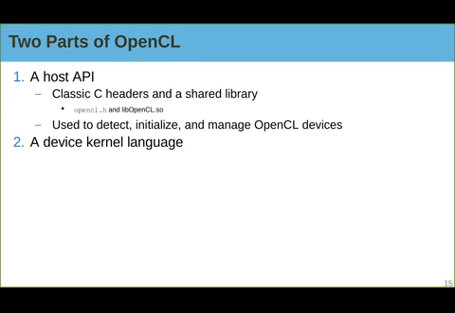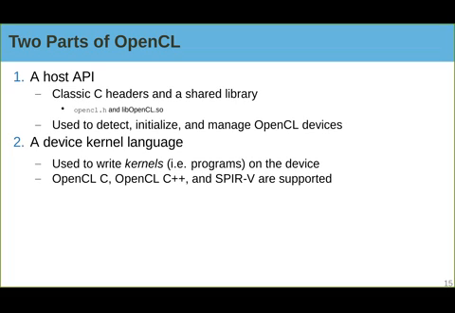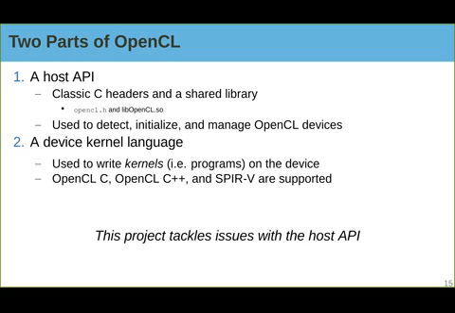The other part of OpenCL is a device kernel language. This is used to write kernels, which is the buzzword for programs on the particular device. Supported today are OpenCL C, OpenCL C++, and SPIR-V, and they're not all supported in the same way in the same places. The project that we're talking about today specifically tackles the first part of OpenCL. The goal of this project was to eliminate all problems that I'm aware of with the host API and really shore it up for enterprise software development so it's ready to go.